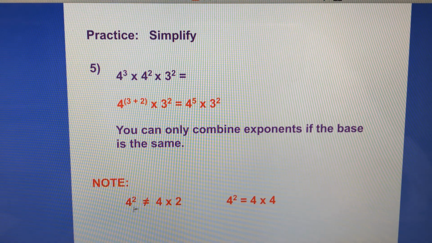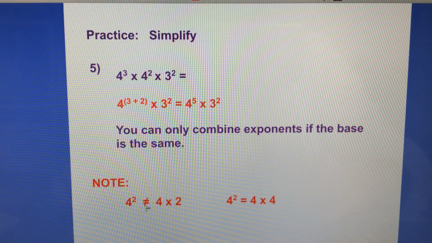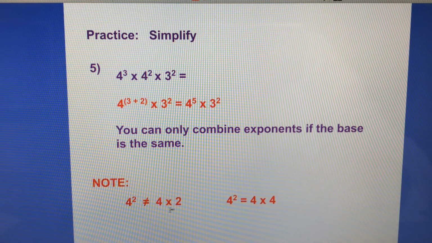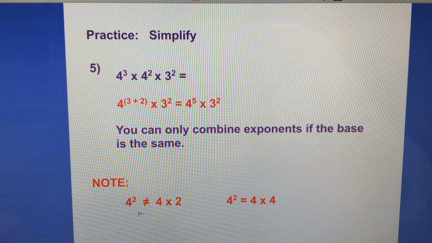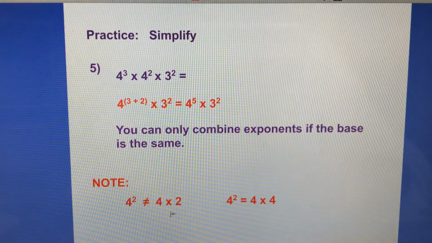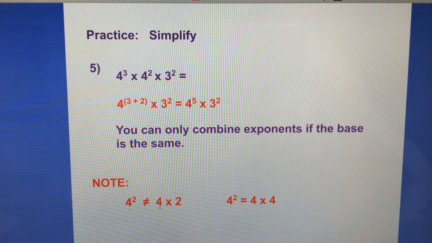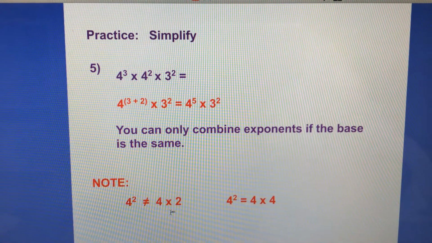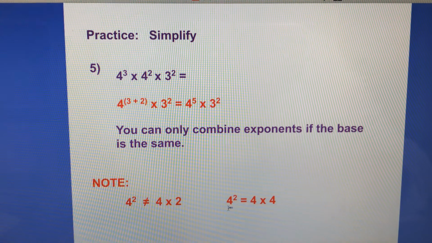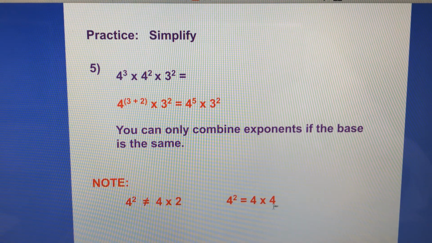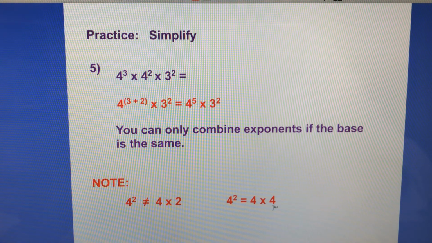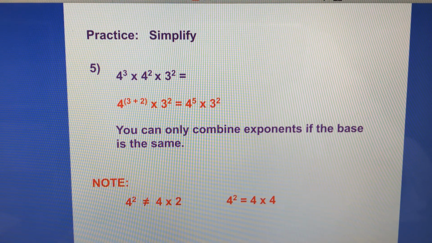Note, 4 to the 2nd is not 4 times 2. This is the biggest mistake you will make. Even when you get good at this, you go too fast and you're going to write 4 times 2. Please take your time. 4 to the 2nd is 4 times 4, and there is a big difference between 8 and 16, especially if it was money.